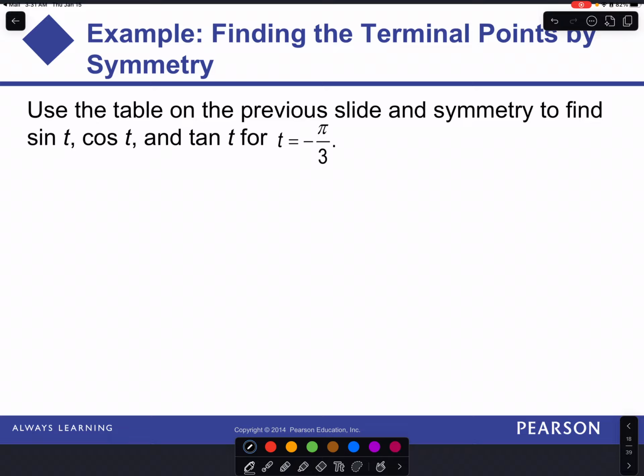Use the table on the previous slide in symmetry to find sine of t, cosine of t, and tan of t for a negative pi over 3.